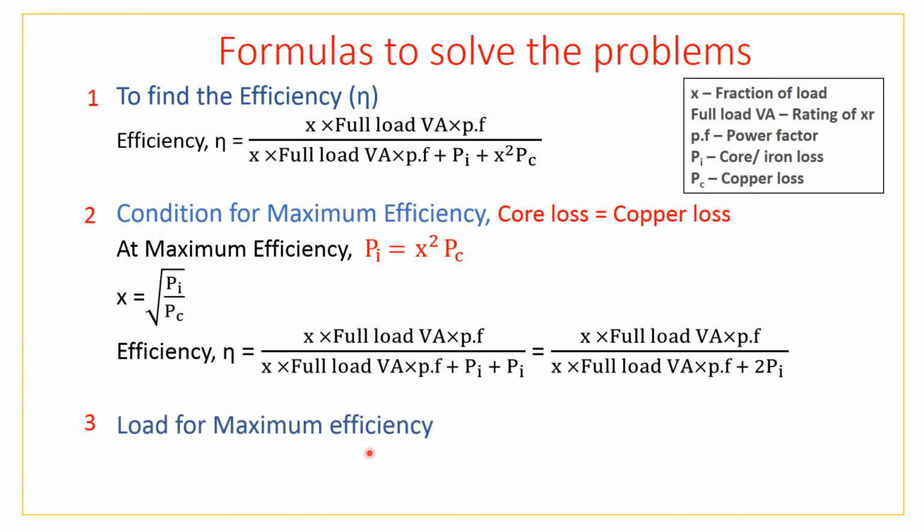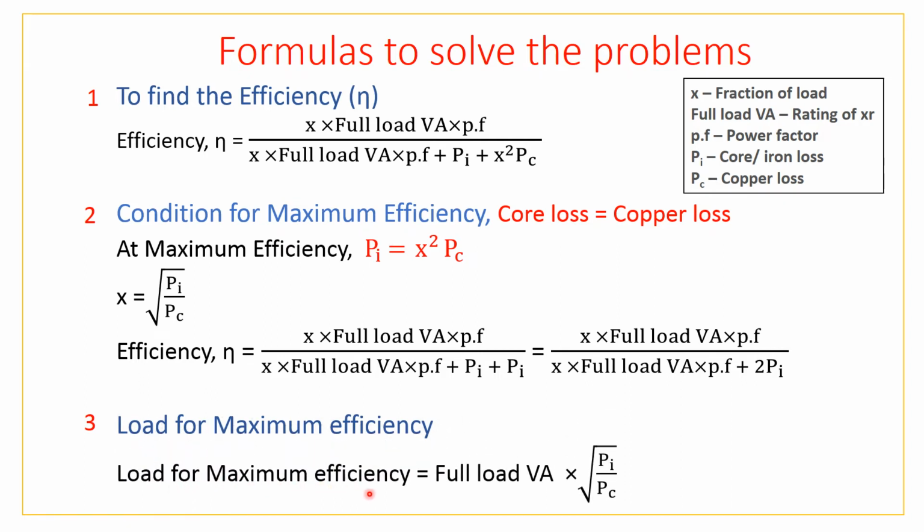And finally, to find the load for maximum efficiency, we must find the load at which maximum efficiency occurs. Therefore load for maximum efficiency is equal to full load VA into root of PI by PC. So this is one of the formulas we are going to use. And remember this, what is this root PI by PC?